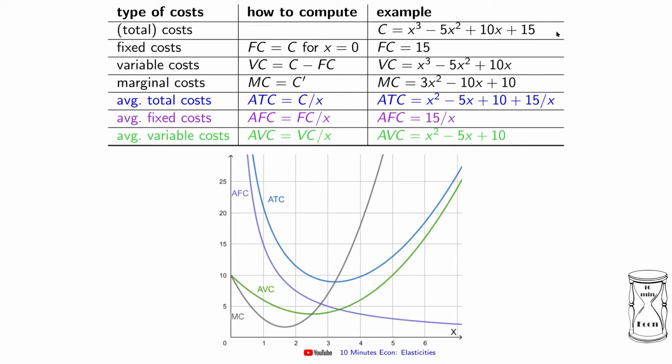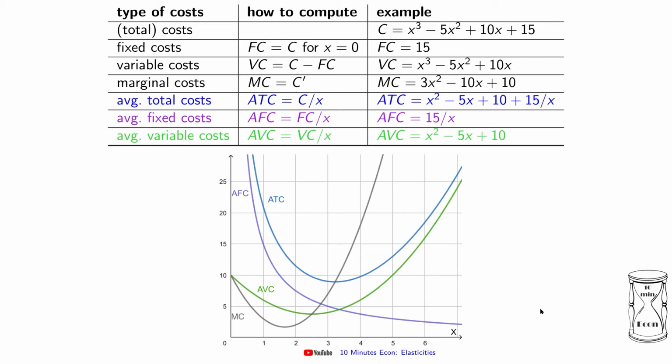So if you take the first derivative of the cost function, you start with x to the power 3. First derivative is 3x to the power 2. Minus 5x squared, first derivative is minus 10x. And first derivative of 10x is just plus 10. And that's the first function that we also drew in our diagram.